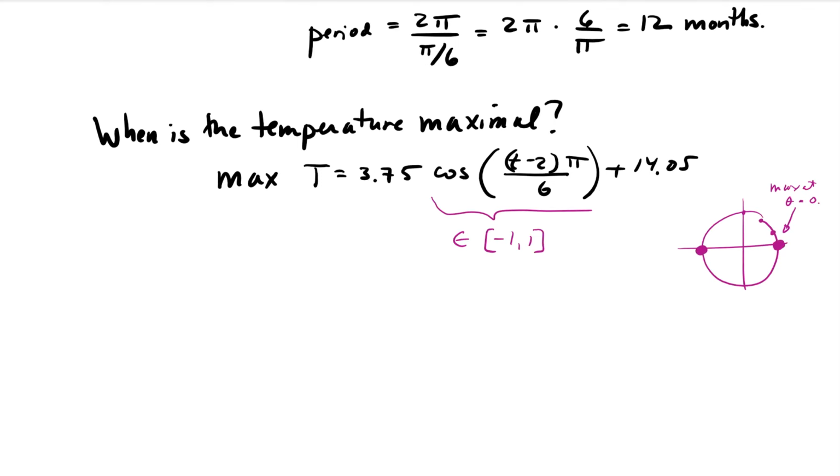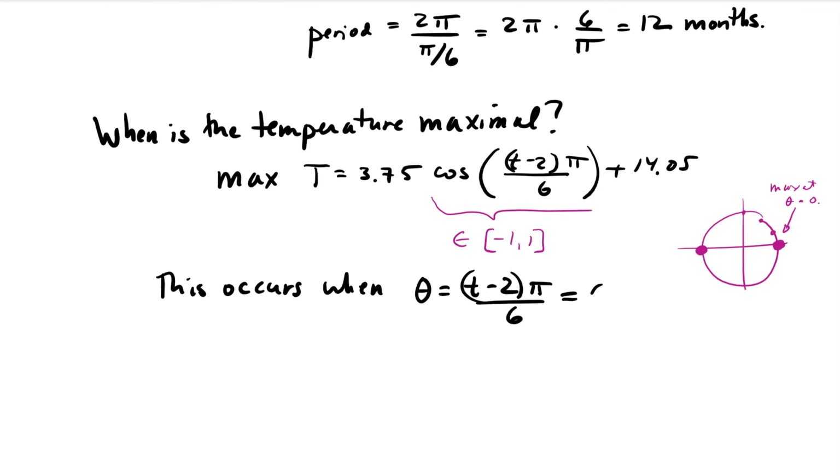So this occurs when theta, the angle, which is (t minus 2) times pi over 6, is 0 plus 2k pi. Because it could be 0, 2 pi, minus 2 pi, 4 pi, minus 4 pi. So I've got many possible answers here: there's 0, but there's 2 pi, 4 pi, 6 pi, and so on.